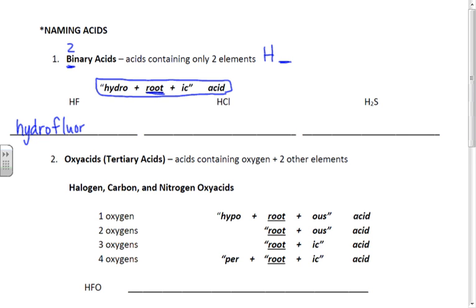So we have hydro and then fluor. And then we have IC as our suffix. So we'll put ic at the end, and then we have the word acid. So HF is hydrofluoric acid. We'll do the same thing with this one. We start with hydro as our prefix, and then we need the root for chlorine, so that's just going to be chlor. And then we put our suffix ic, and then the word acid.